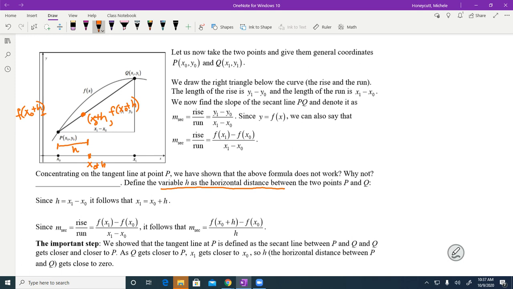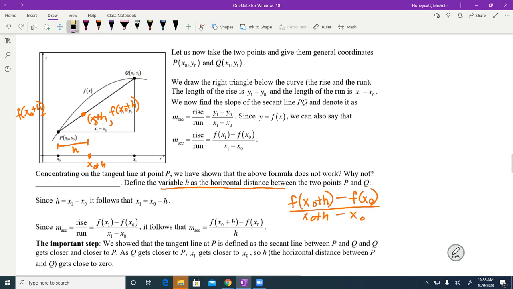Okay, so now, since the slope of the secant line is y2 minus y1 over x2 minus x1, if I want to find the slope of the tangent line, I can start with the slope of the secant line by doing y2 minus y1. So I can do f of x0 plus h minus, now the y1 is labeled y0, but I want it all in the same terms, so I'm going to call this f of x0, divided by x2, x0 plus h, minus x1, which is x0.